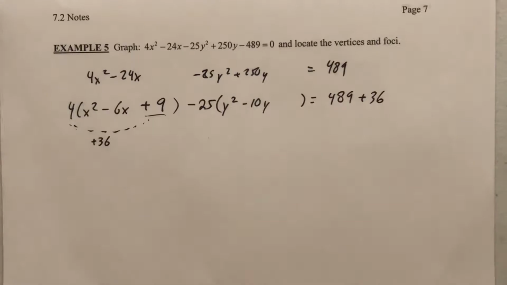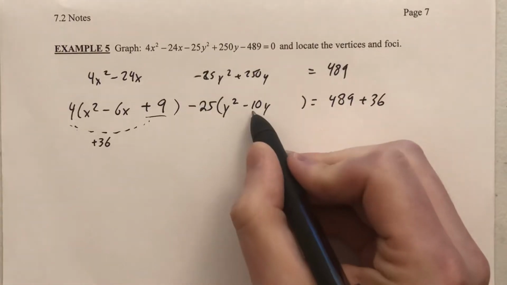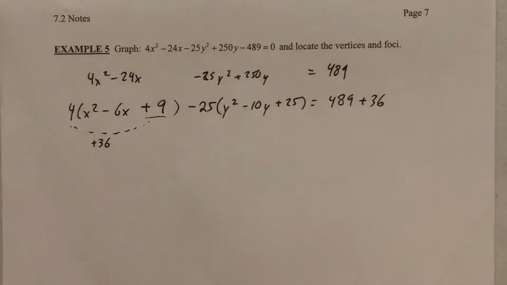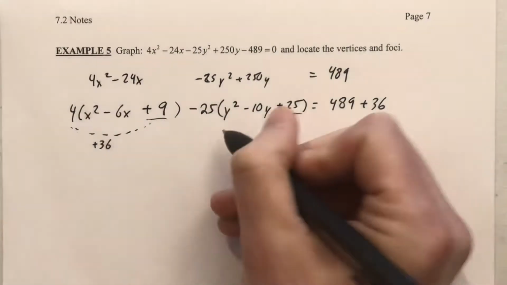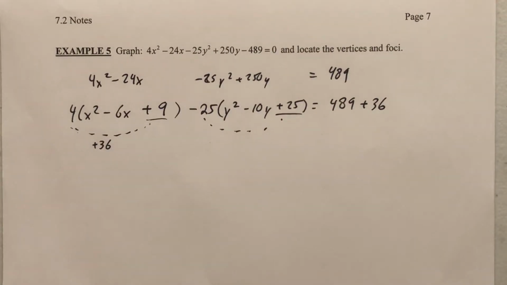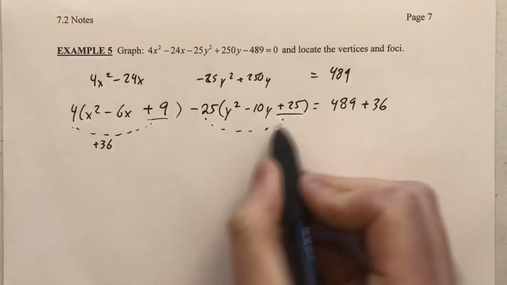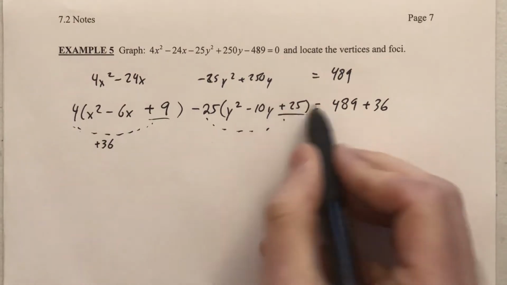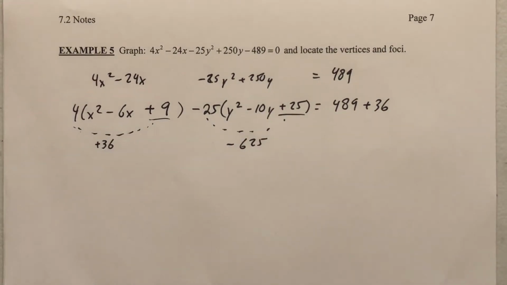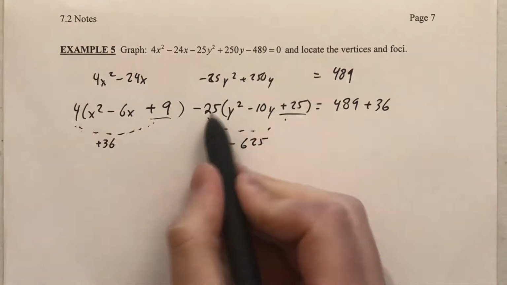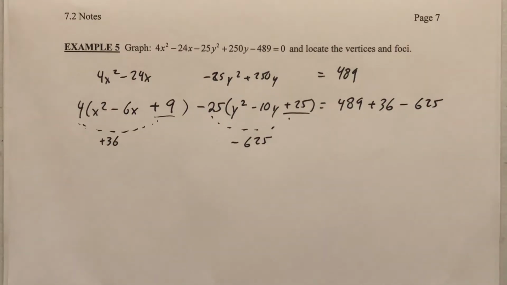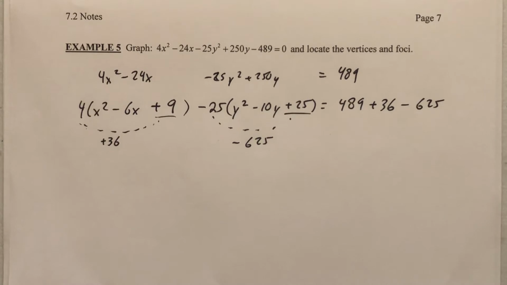So we go to the complete the square on the y's. We have negative 10. Half of negative 10 is negative 5. Squared is 25. So plus 25. This plus 25, notice, is times a negative 25. So we have to keep in mind that what we've actually done here, even though we just put a plus 25, we have actually subtracted 625 from that left-hand side because of this negative 25 out front. So we will subtract 625 on that right-hand side.